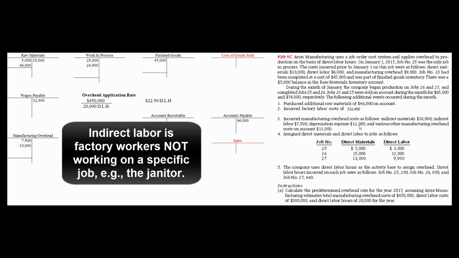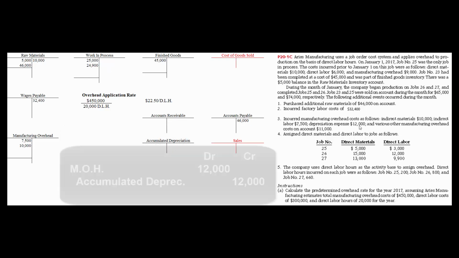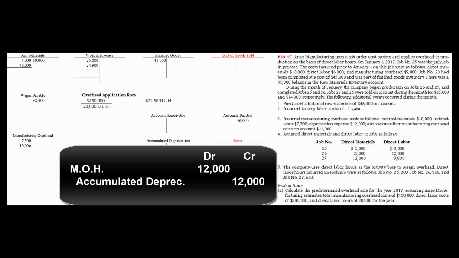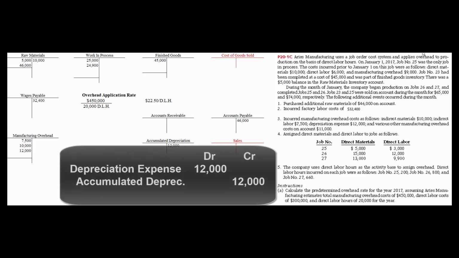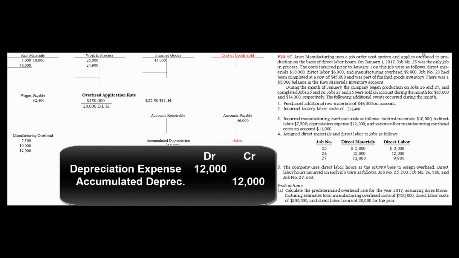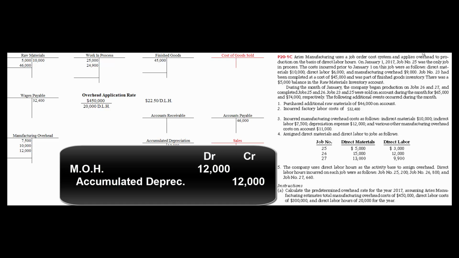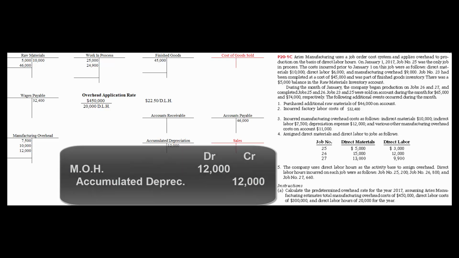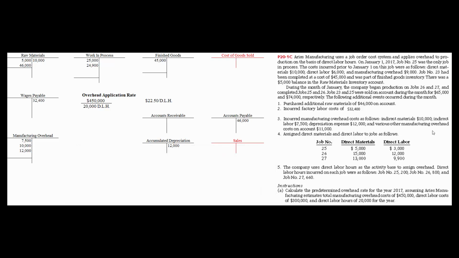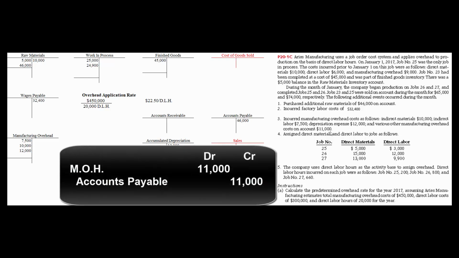We do have depreciation expense, so we're going to debit manufacturing overhead and credit accumulated depreciation. As you may remember from financial accounting, the journal entry for depreciation expense is usually debit depreciation expense, credit accumulated depreciation. But in this case, that depreciation expense is going to be part of our product cost rather than a period cost. So we're going to park it in manufacturing overhead, and again, it's going to get applied using our manufacturing overhead rate. Then the last overhead costs are $11,000.